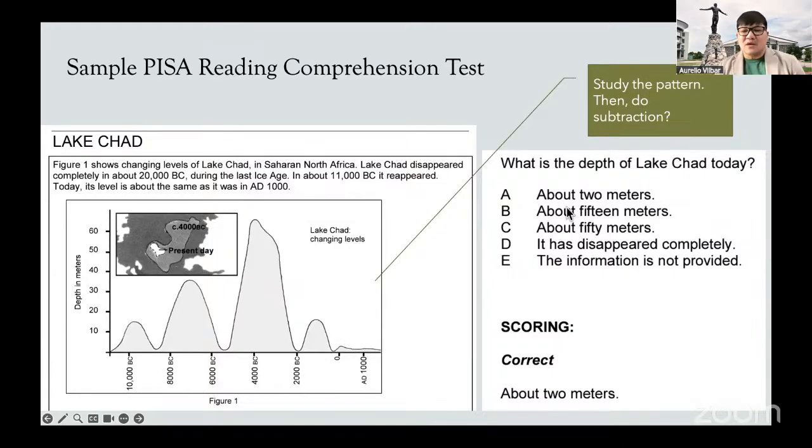So, which means again, part of the testing success is your being accustomed to the type of test. If you're not familiar with this type of test, there are more chances for you to get a failing score kasi nga hindi ka nasanay. So, ito yung gagawin natin ngayon. Like, how do we do this? So our students will be prepared for PISA.